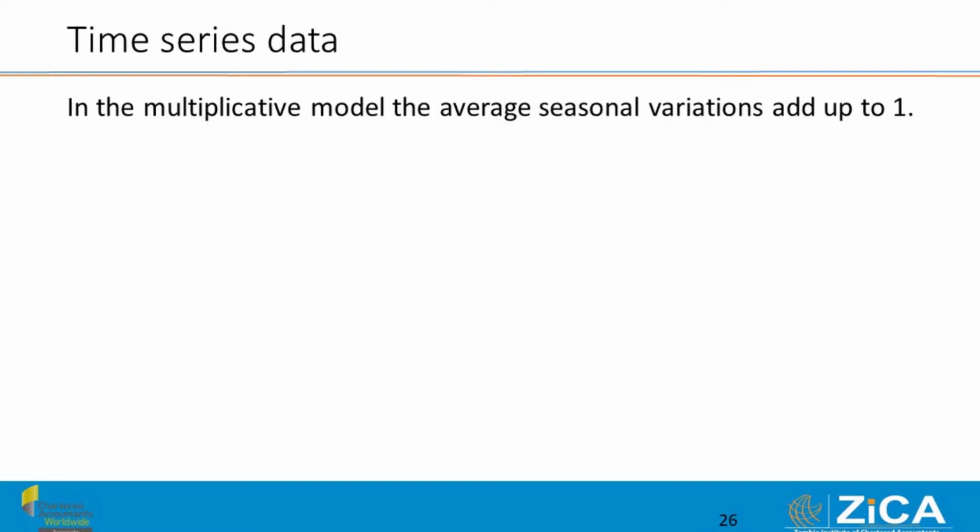Now, when you add the average seasonal variation, since there are 4 quarters, and this is a multiplicative model, they should add up to what? To 4. Okay? They should add up to 4. So that when you divide 4 by 4, it gives us 1. And this is explained in the next slide. In the multiplicative model, as I was saying, the average seasonal variation should add up to what? To 1.